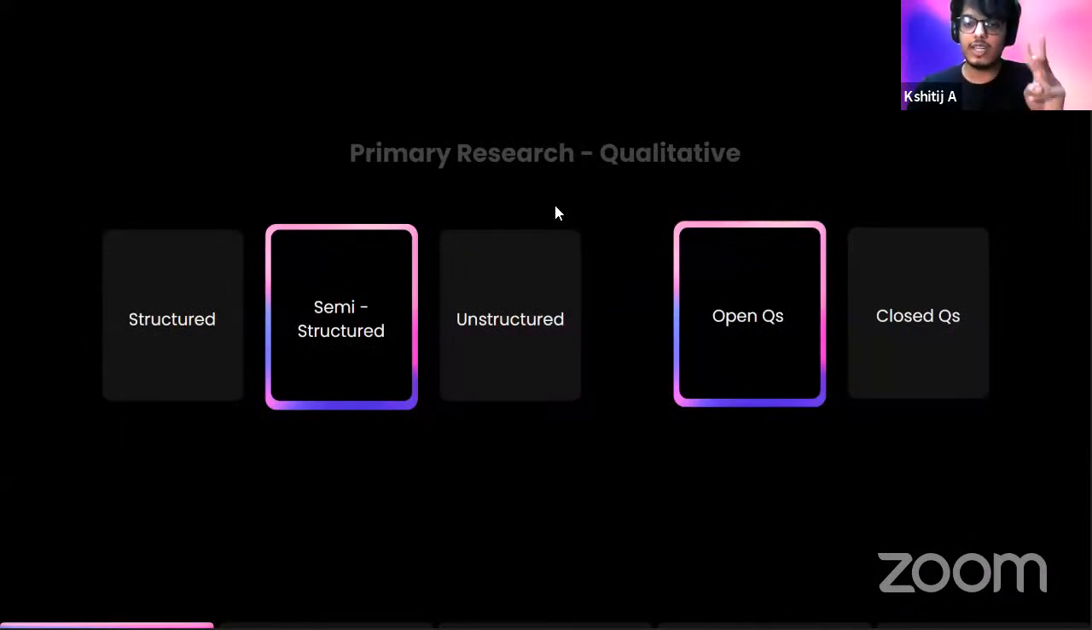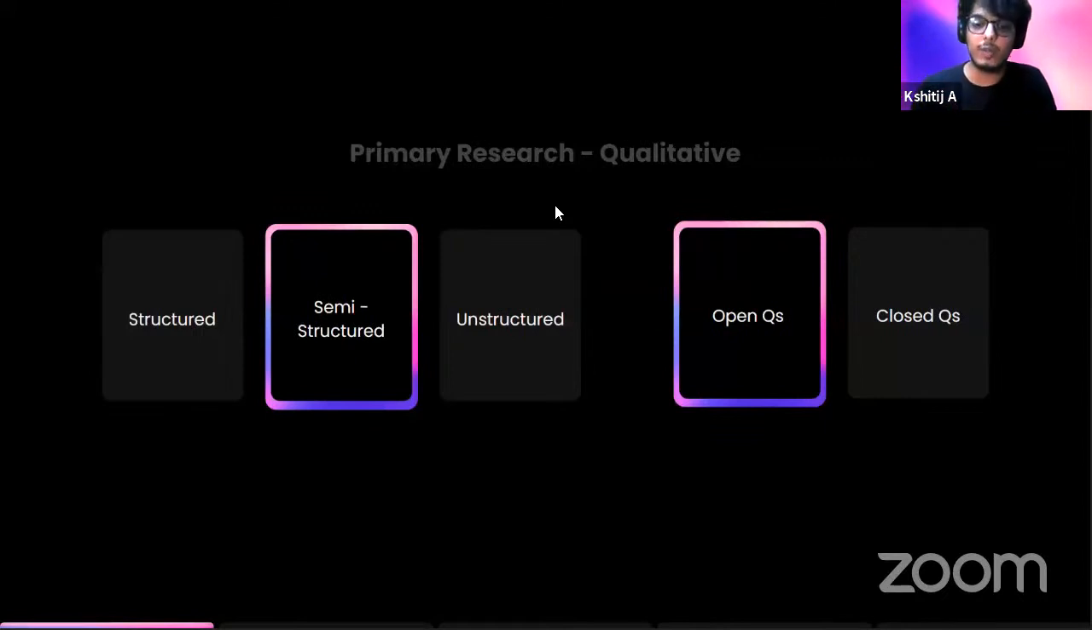There are three types of primary research that you can conduct, the interviews that you take: structured, semi-structured, and unstructured. So I'll quickly go over them because I don't want to bundle you with too much information. So for this hackathon, I would recommend that you go ahead with semi-structured interviews, which is essentially that you have a certain set of questions and you have a certain layout that these are the questions that you will ask.